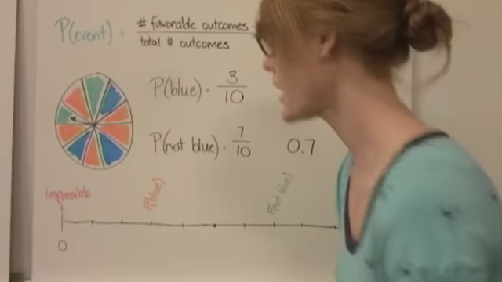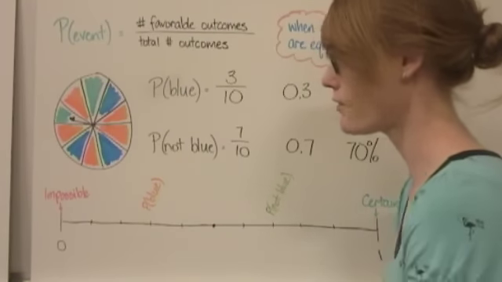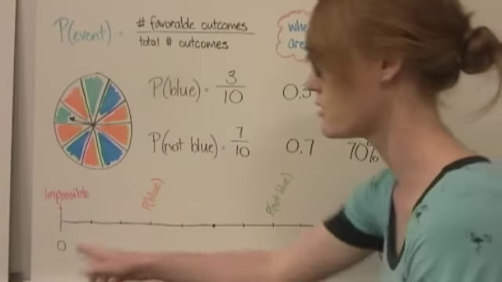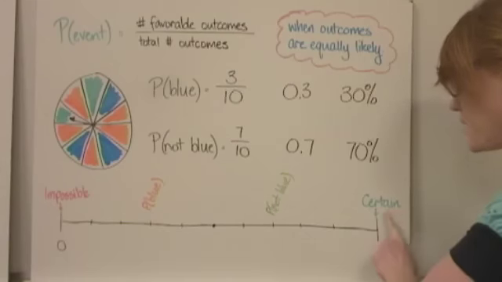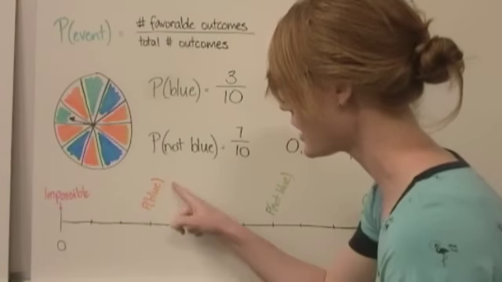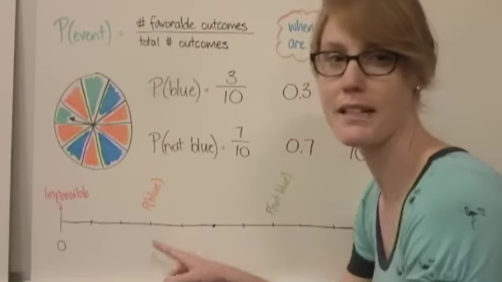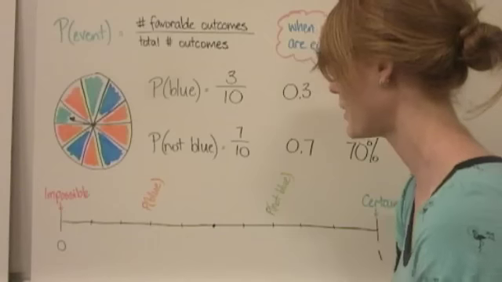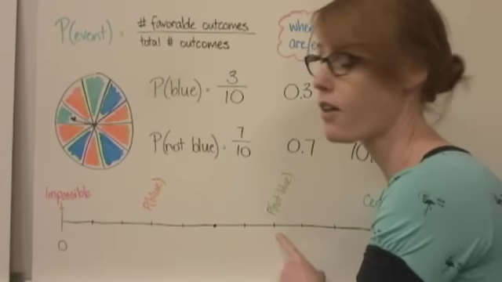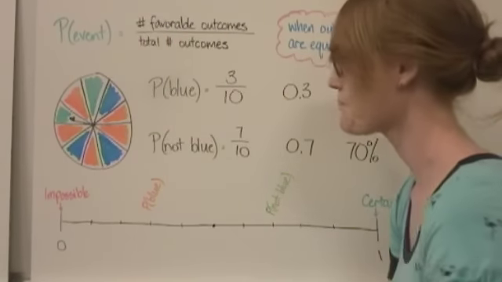So on our number line that represents our probability values from 0 to 1, 0 being impossible and 1 being certain, the probability of blue lies here, which means it's less likely to happen than the probability of not blue, which lies here.